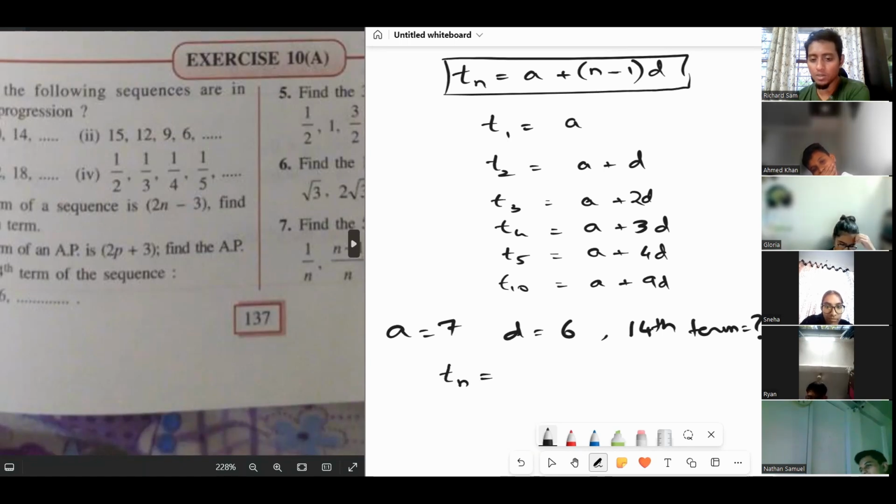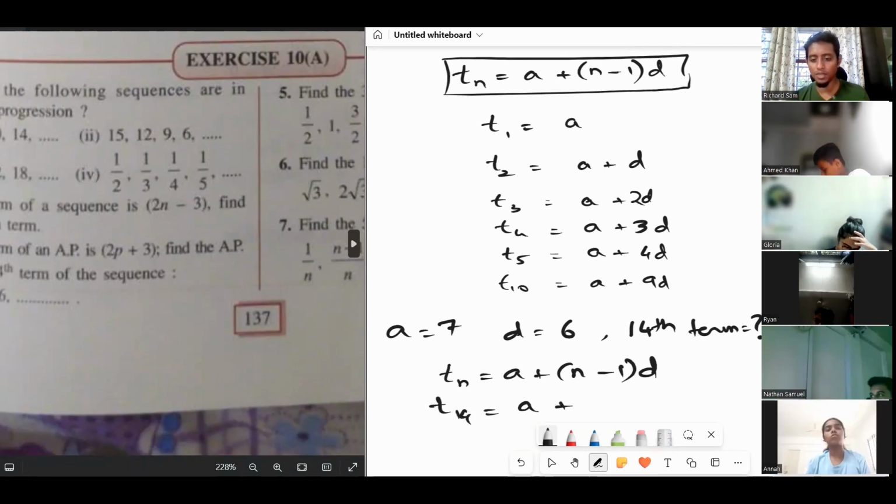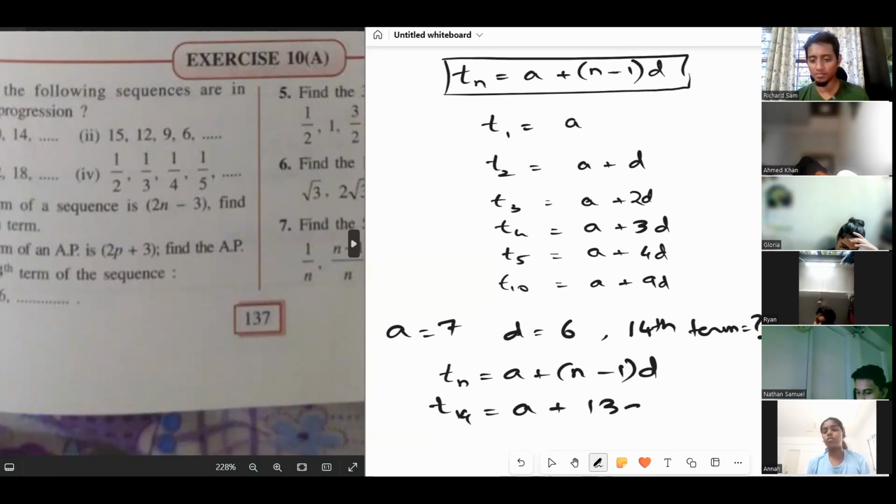The formula is Tn is equal to A plus n minus 1 into d. Then you will write what you're finding. You're finding T14. So T14 is equal to A plus, or we can directly substitute the values here. Okay, so T14 is, or wait, let me write that, A plus 13d. Correct? T14 will be A plus 13d.